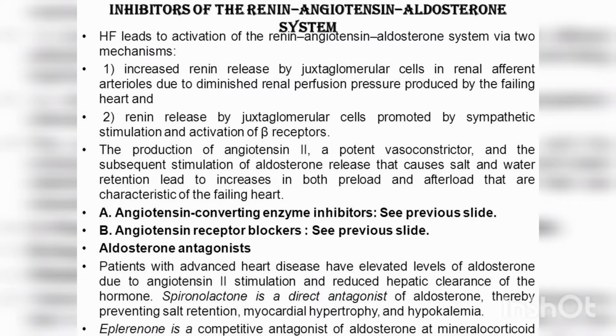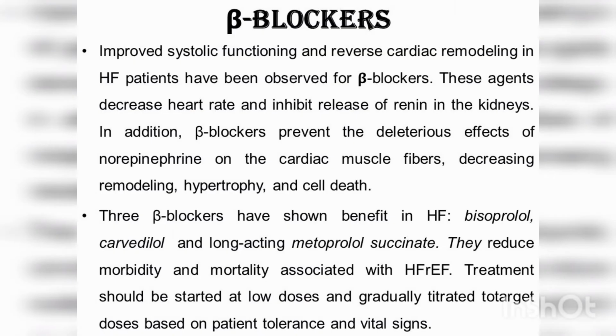Patients with advanced heart disease have elevated levels of aldosterone due to angiotensin II stimulation and reduced hepatic clearance of the hormone. Spironolactone is a direct antagonist of aldosterone, thereby preventing salt retention, myocardial hypertrophy, and hypokalemia. Eplerenone is a competitive antagonist of aldosterone and mineralocorticoid.